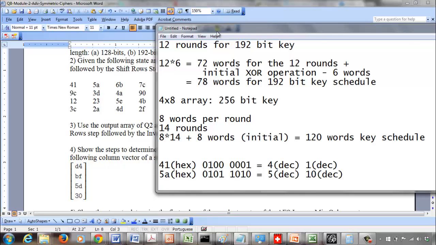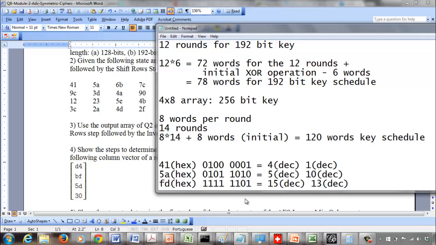If the byte you're looking at is something like FD in hexadecimal, F is going to be 1, 1, 1, 1, and D is going to be 1, 1, 0, 1. D is 13, right? F is 15 in decimal. Basically you're converting each hexadecimal digit into decimal.